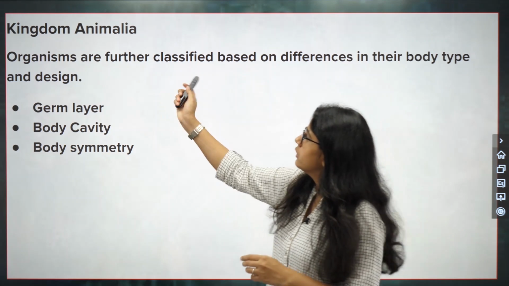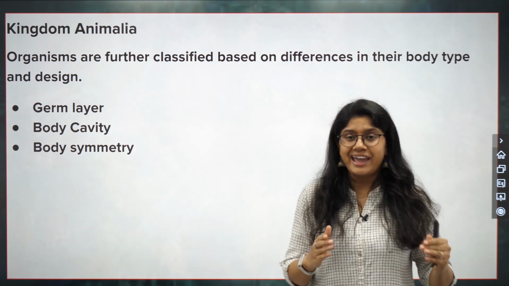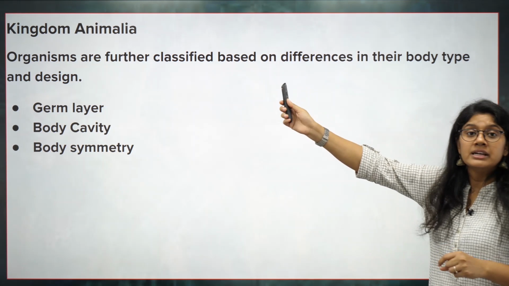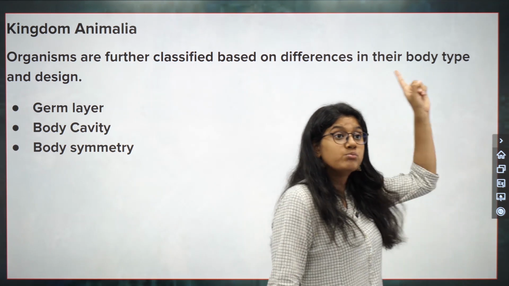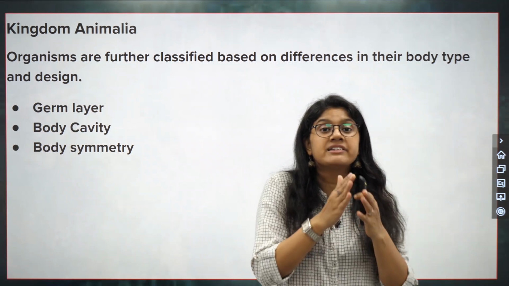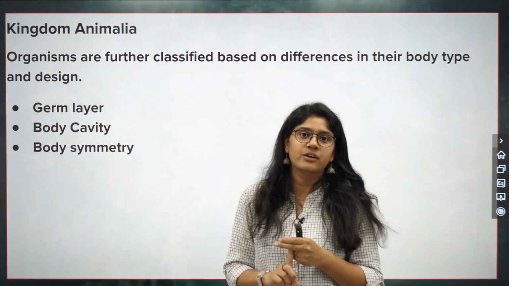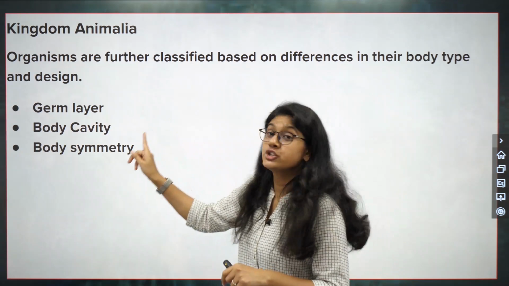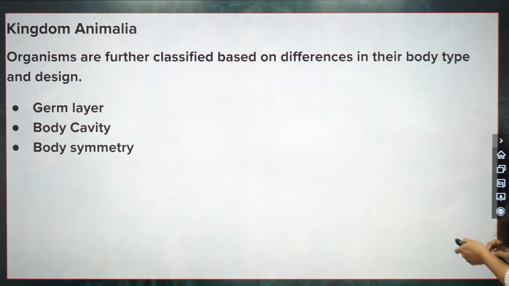Animals, we can actually divide them, or the classification can be studied in 3 different forms. As they have mentioned, the classification can be based on different levels, and the difference in body type, how the body is. Based on that, we can divide the animal kingdom. There are three important things: germ layer, body cavity, and body symmetry. We'll be studying them over here.